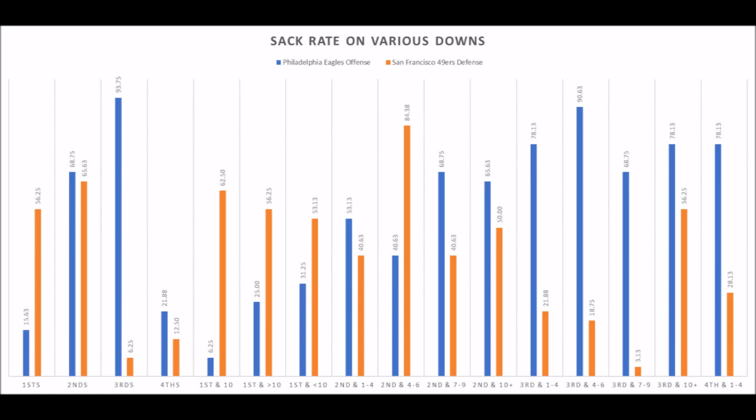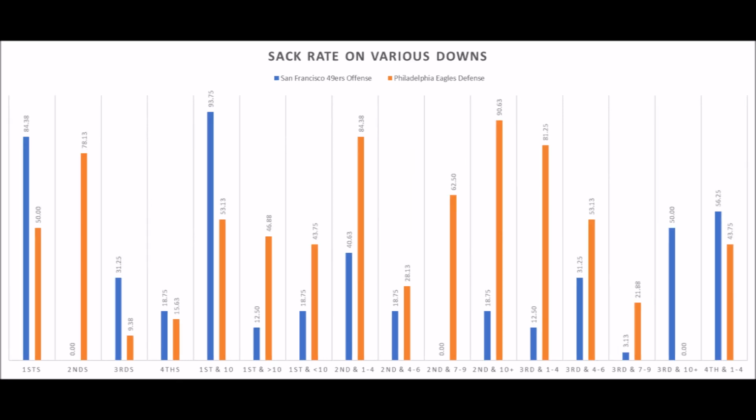Then, of course, you look at the 49ers offense versus the Eagles defense when it comes to sacks. And this more so favors the 49ers, except for second down situations. The 49ers have the worst offense when it comes to giving up sacks on second down in the NFL right now. And that's also down when the Eagles get most of their sacks as well. So that's definitely going to be a crucial situation to watch and see what happens because of that particular tendency.